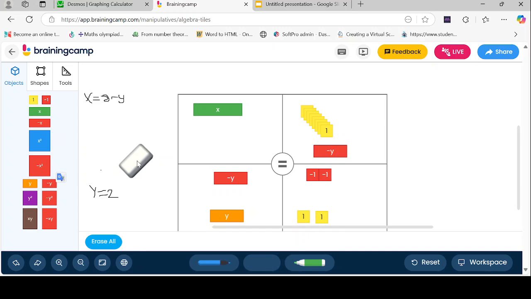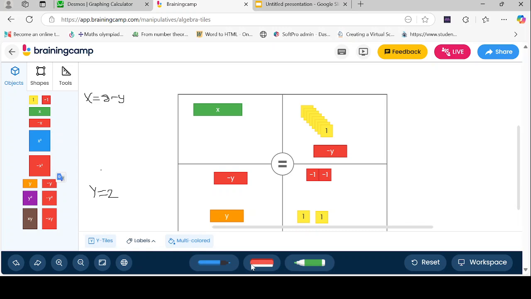So now I need to find the value for the other variable. Who can tell me what I'm going to do? Yes, let me ask Henry. Henry, what am I going to do to find the value of x? Good. Yes, that's good. You guys are really smart.